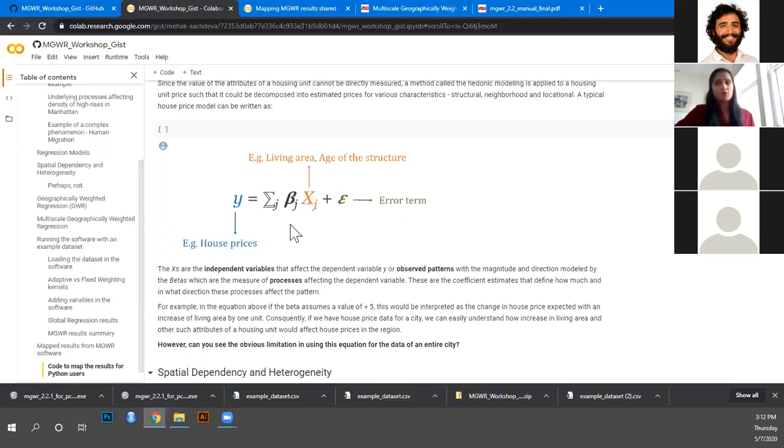The obvious problem here is that you get a single estimate for the entire 100 house prices. Right, so that would be equivalent to saying that no matter where your house is, if you increase your house size by 1 square foot, you would get $5, no matter where your house is in the city. Now that's obviously a very big assumption, because that's almost never the case in many of the social phenomena that we see, and not only house prices.